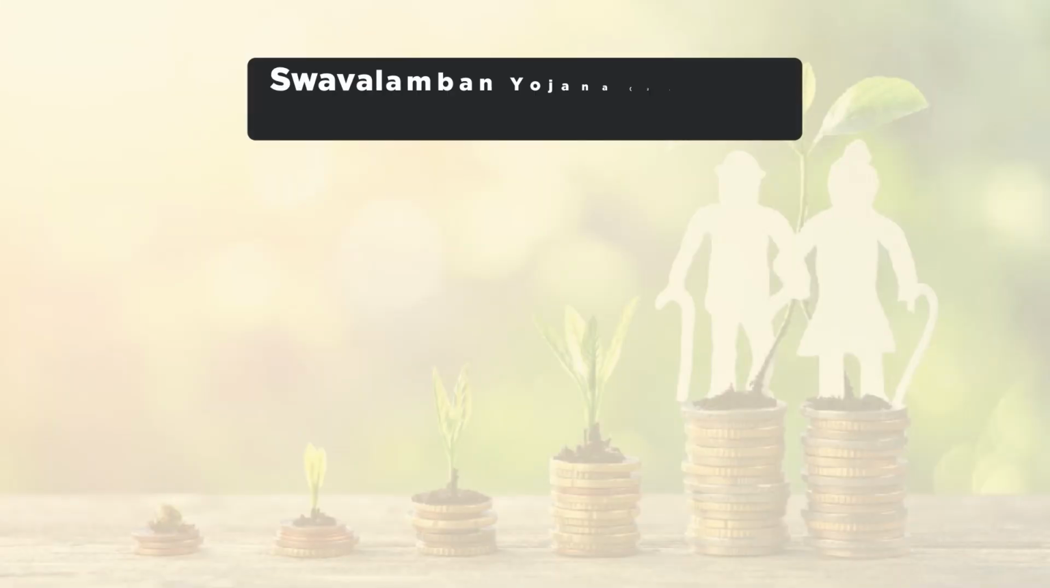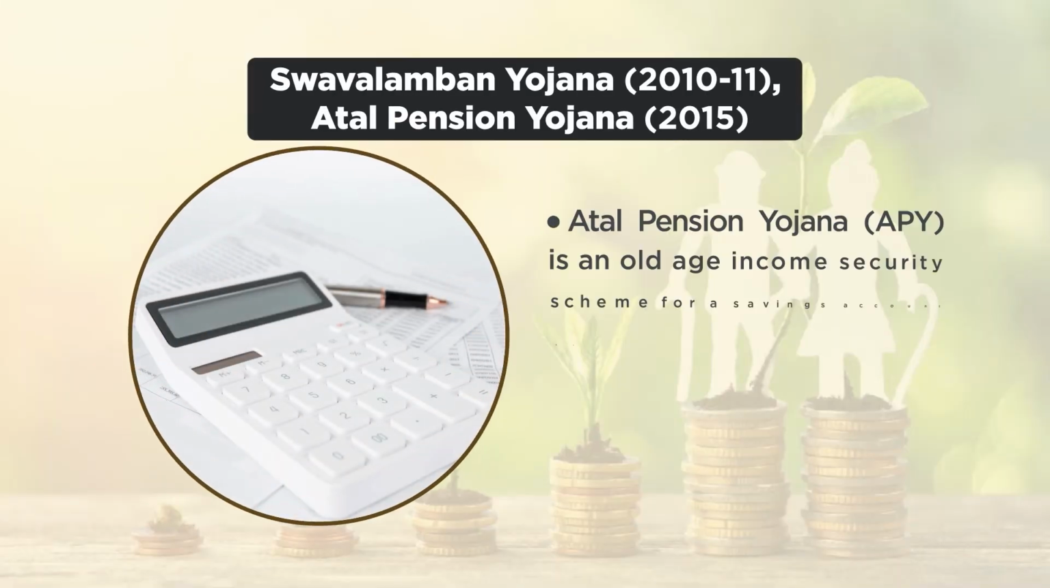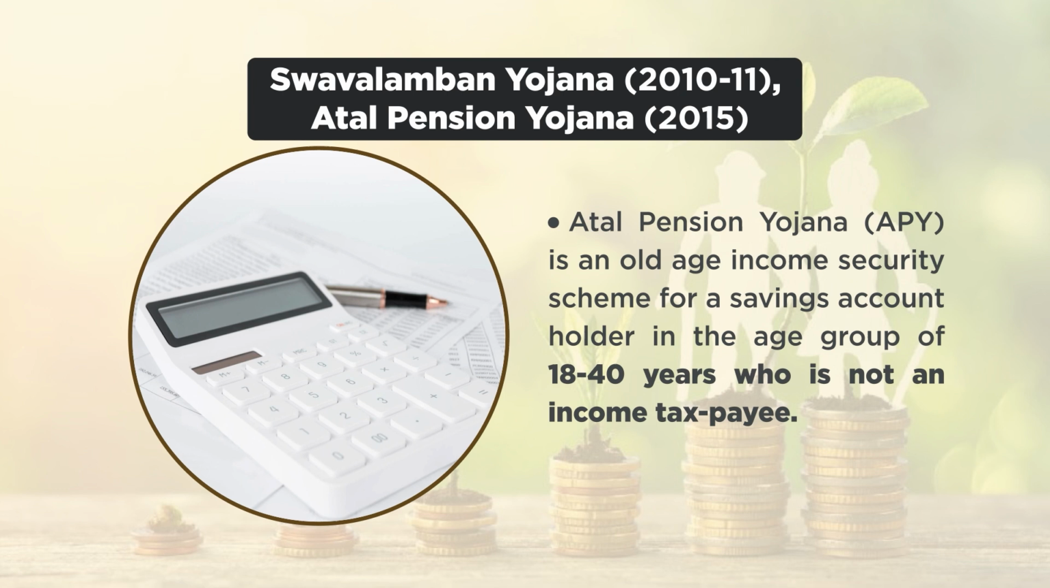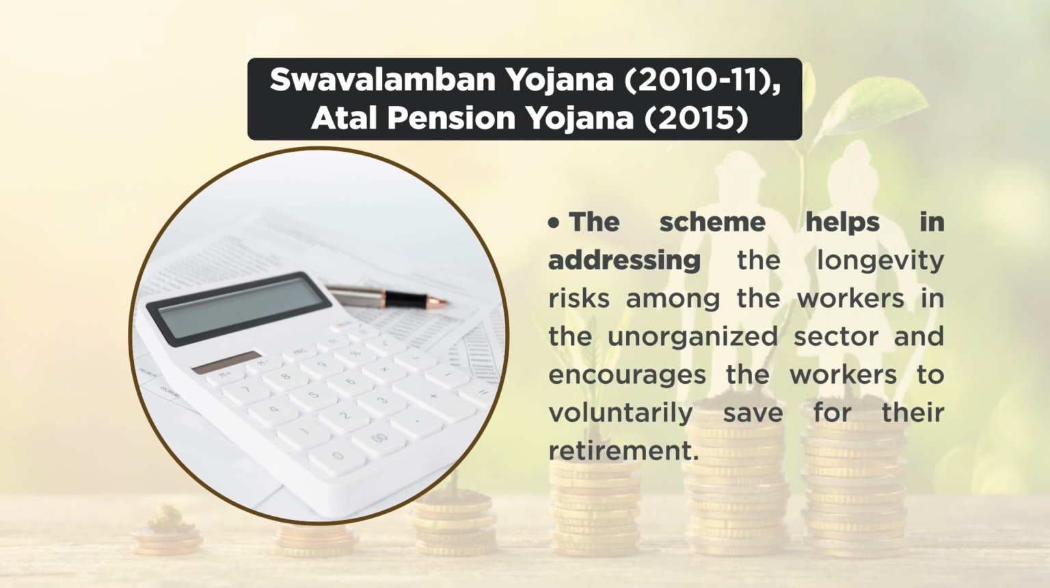Again, we have Swavalamban Yojana, which was introduced in 2010-11, which was realigned as the Atal Pension Yojana in 2015. It is an old-age income security scheme for a savings account holder in the age group of 18 to 40 years who is not an income tax payer. This particular scheme helps in addressing the longevity risks among the workers in the unorganized sector and encourages the workers to voluntarily save for their retirement.